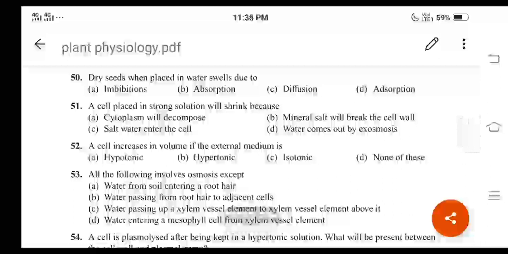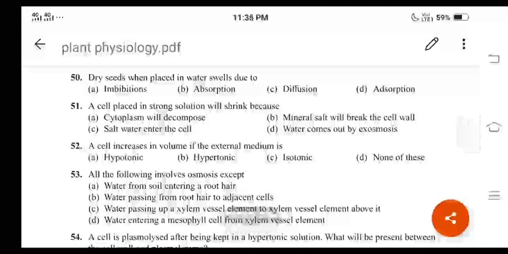A cell placed in strong solution will shrink because. Okay, and here the different options are like this. Cytoplasm will decompose. Then second option is mineral salt will break the cell wall. Then third option is salt water enter the cell. Then water comes out by exosmosis, right? And here, according to the question, option D is the correct answer. Water comes out by exosmosis, right?